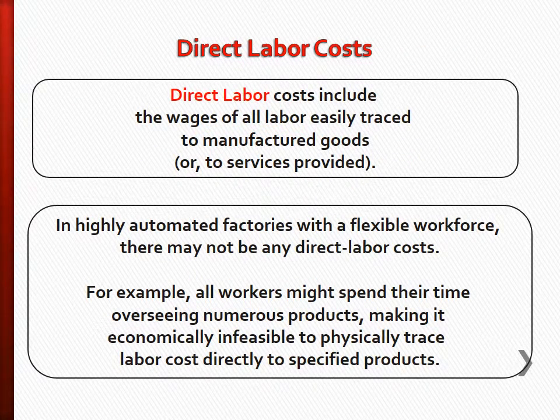Direct labor costs include the wages of all labor easily traced to manufactured goods or to services provided. So we certainly could have a public accounting firm whose primary direct cost is the labor involved in auditing clients or providing tax services. But we certainly see direct labor also in production of products.